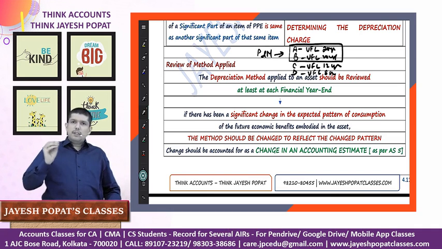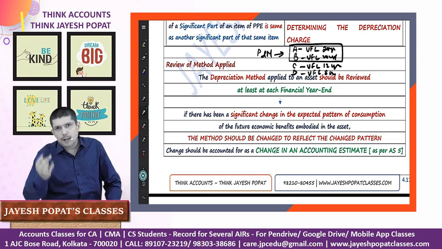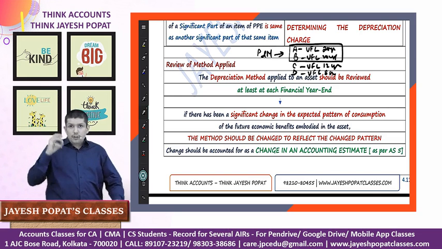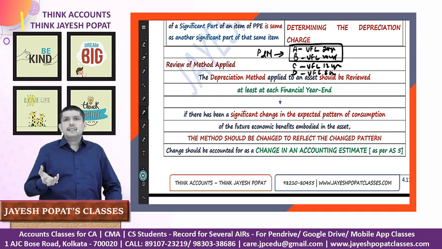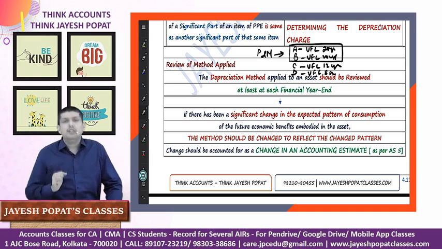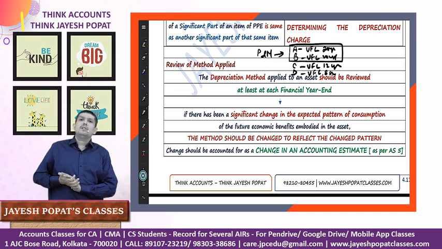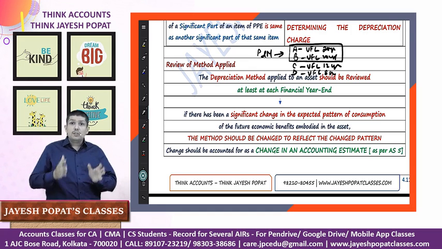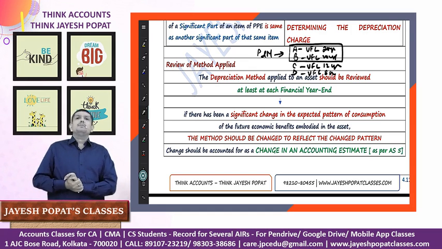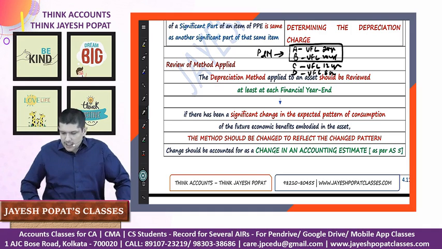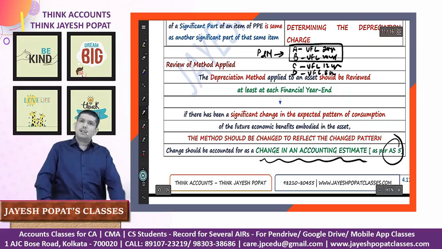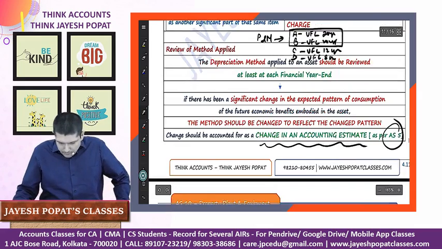See, again, this method of depreciation depends upon the consumption pattern, your expectation of future economic benefits from the asset. If your consumption pattern of the asset changes, if your expectation of future economic benefit or the pattern of future economic benefits from that particular asset changes, you should also change your method of depreciation to reflect the current consumption pattern of that asset, and this change should be treated as a change in accounting estimate and should be dealt with as per Accounting Standard 5.